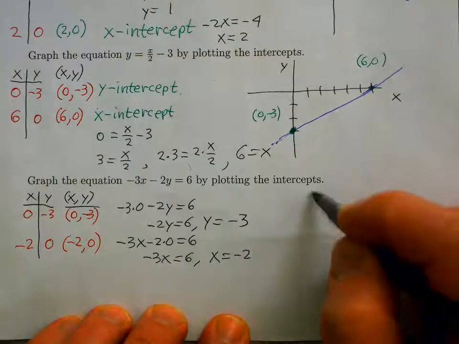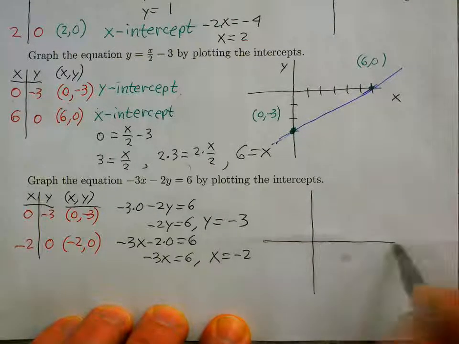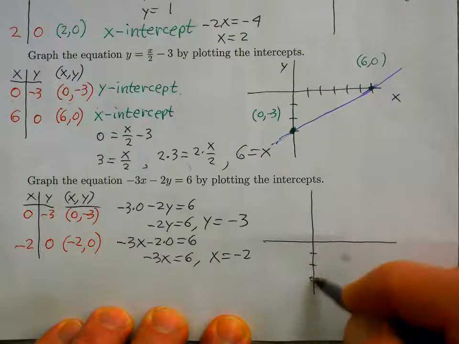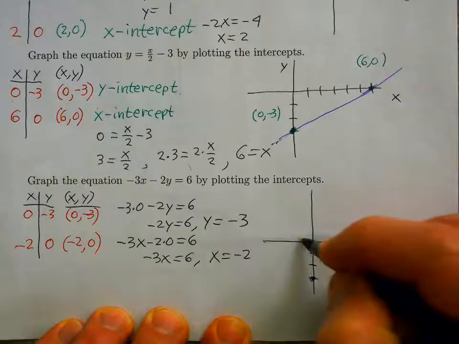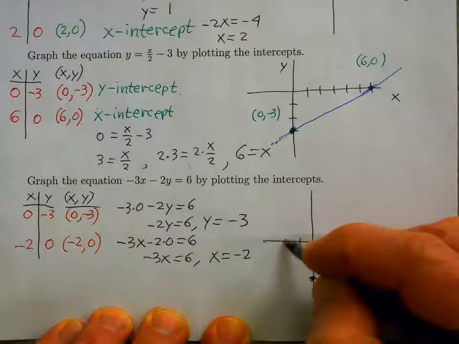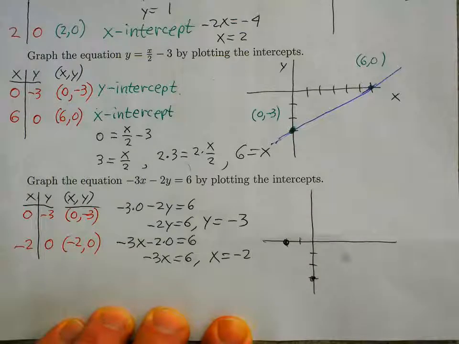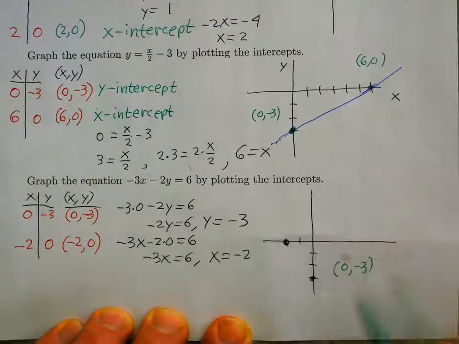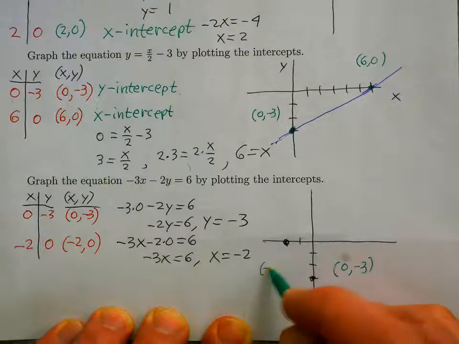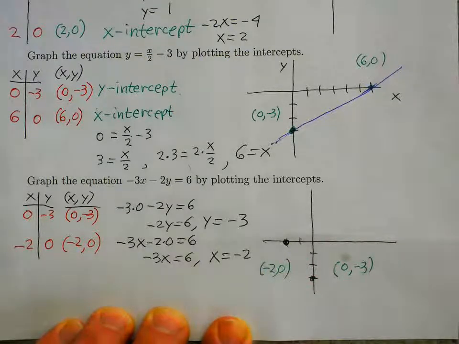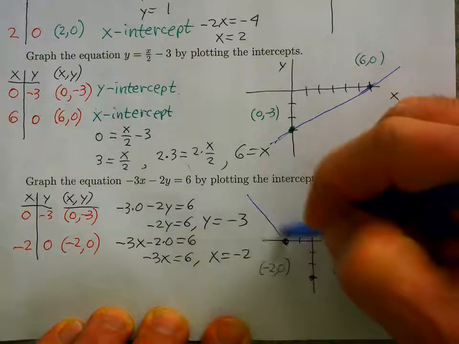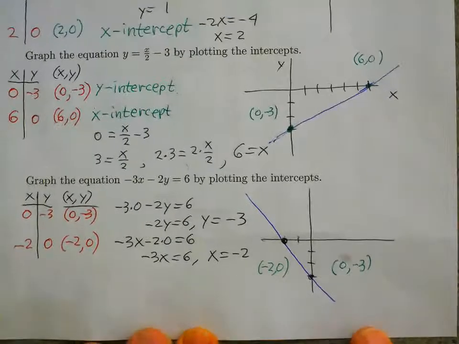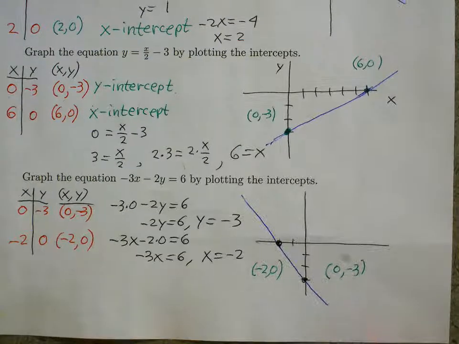Then we can plot those two points: (0, -3) and (-2, 0). This one is (0, -3). The other point is (-2, 0). And then draw a straight line through those two points. That's all there is to it.